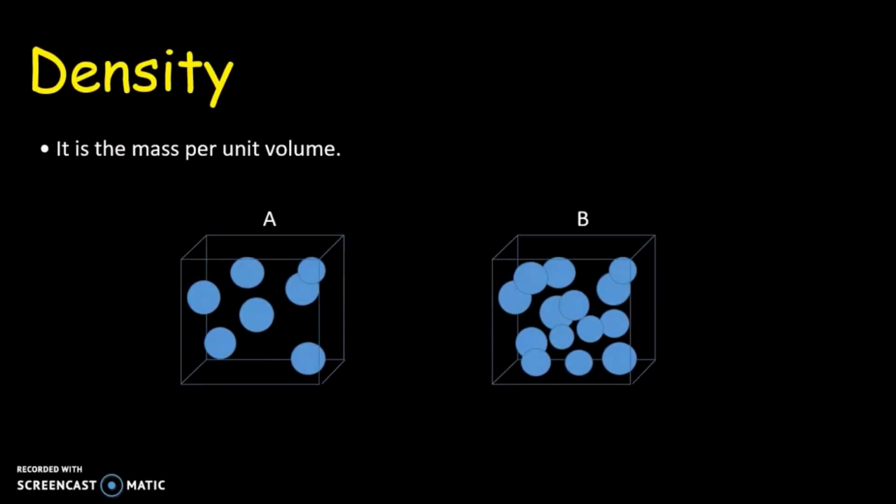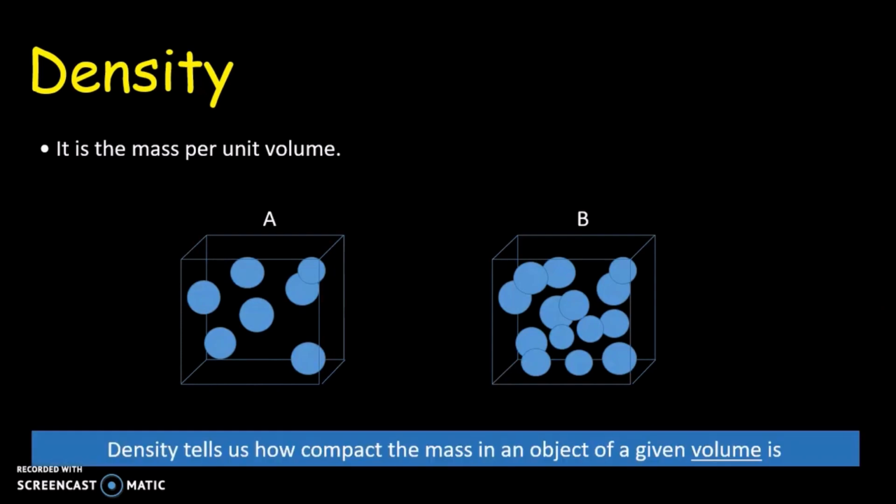For this video, we're gonna talk about density and specific weight. We're gonna start with density. Basically, density is defined as the mass per unit volume. It tells us how compact the mass in a substance or an object of a given volume is.